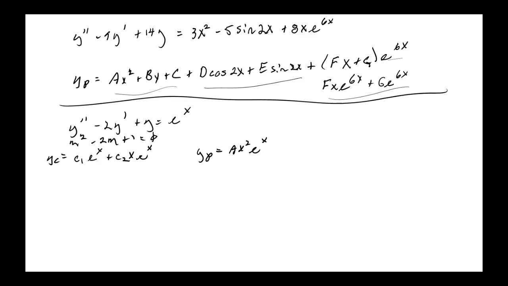So what would you do? Take a derivative. Y sub p prime would be 2ax e to the x plus, let's put my a out front, a x squared e to the x, right? Product rule.